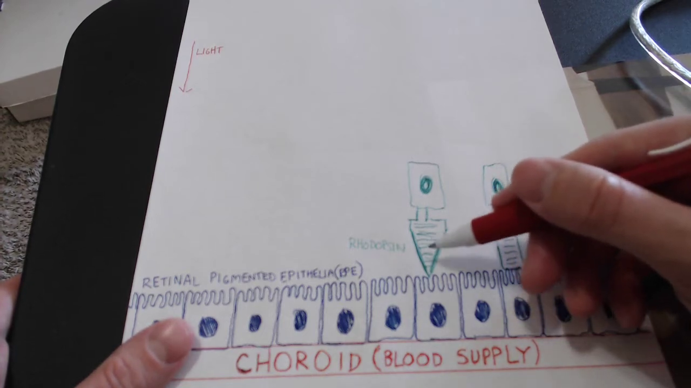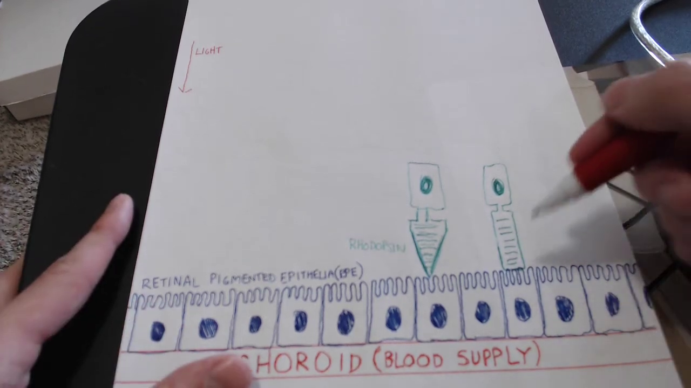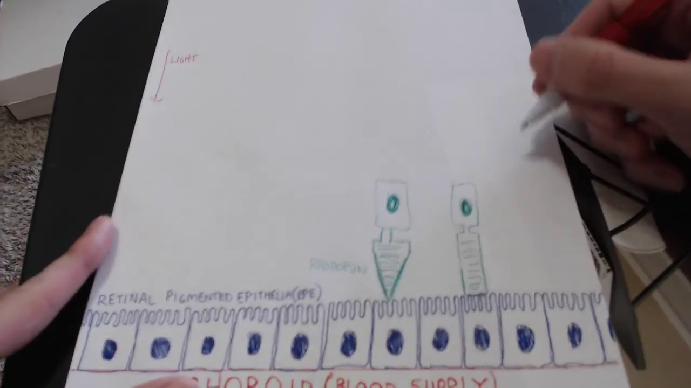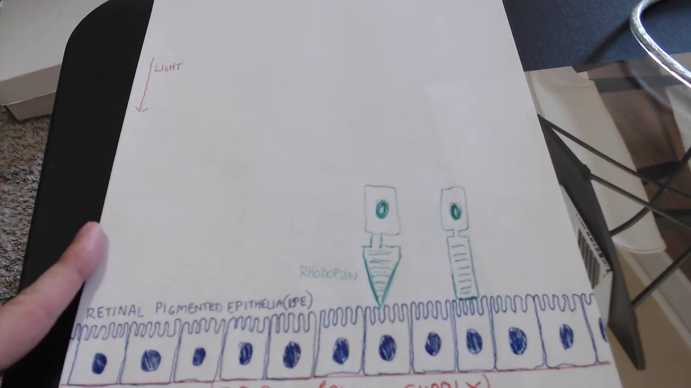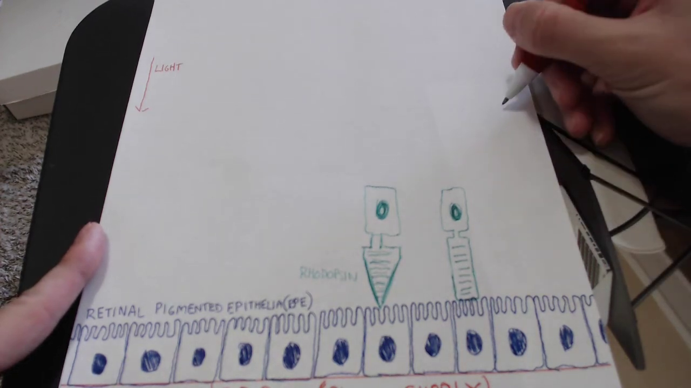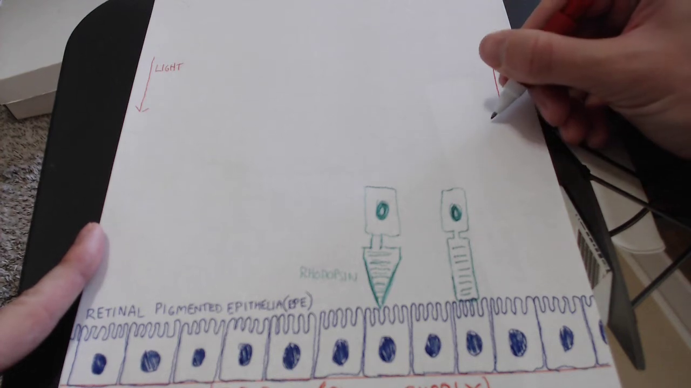So those pigments, those rhodopsin molecules, will absorb that light, and then we are going to see the electrical signal in terms of neurotransmitter release, action potentials. That nervous system signal is going to go in the opposite direction that the light came from. So this is where the electrical signal will go.